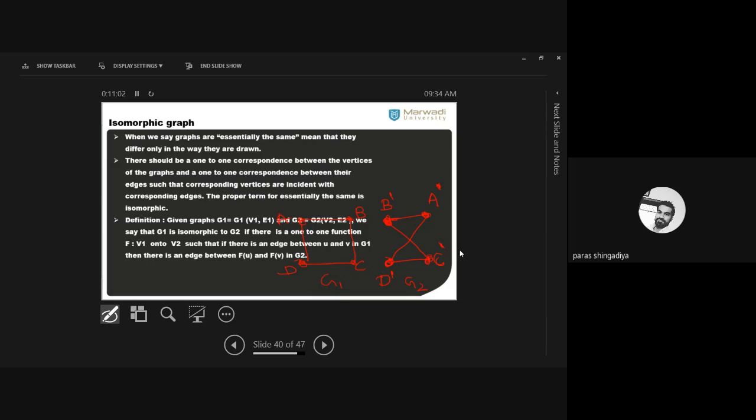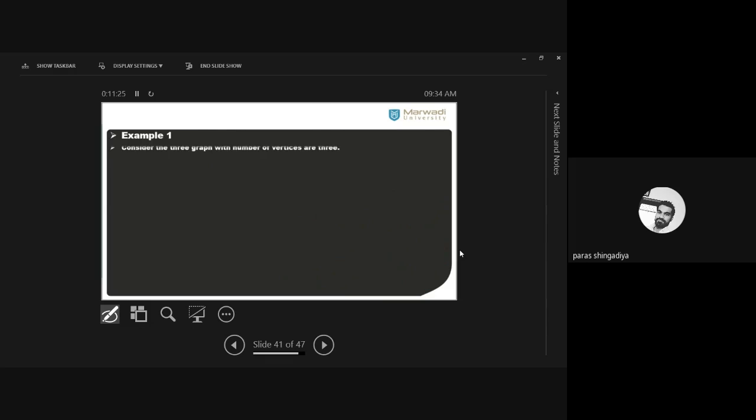So we have to check the one-to-one correspondence, and there are also some simple conditions we have. First we will apply those, and then afterwards we will apply the one-to-one correspondence case. Clear? So, are the definitions clear? Any doubt? Clear. So here f is known as an isomorphism from G1 to G2.